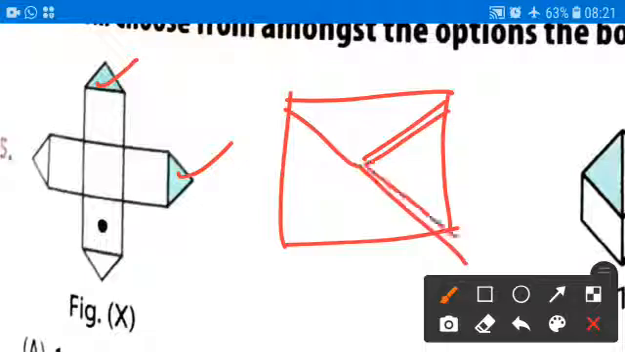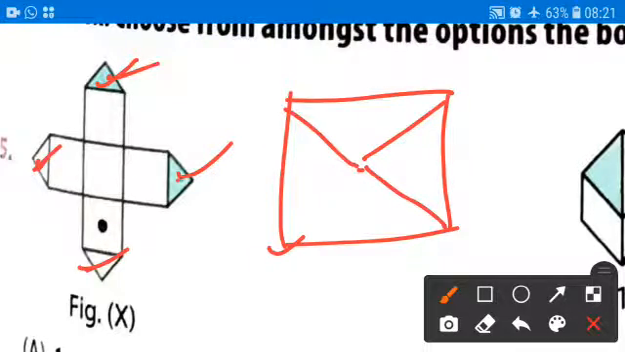This will come like this, but I don't have to show this because it is not shaded. It's not shaded, so I will show only the shaded portion. This and this will become white, this and this will remain as the white portion, and this will become the shaded portion. So I am just showing you the shaded one.